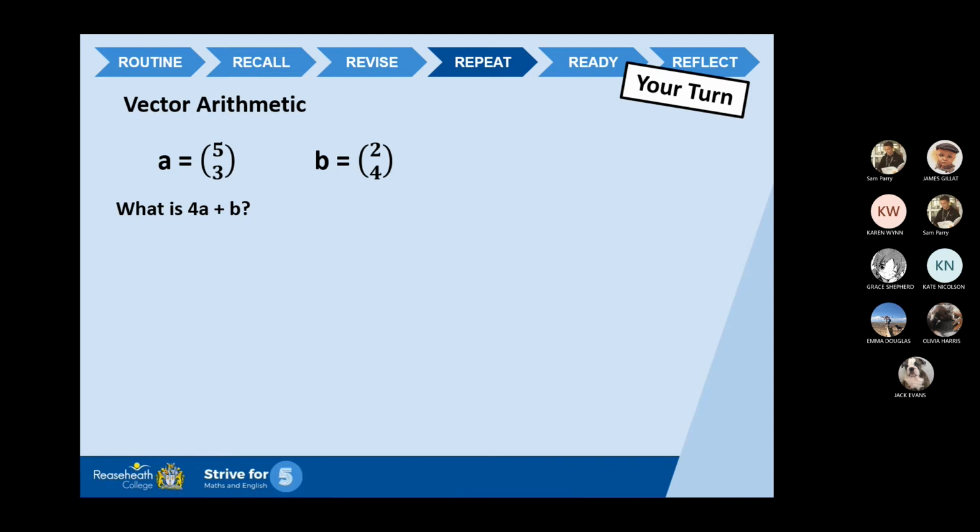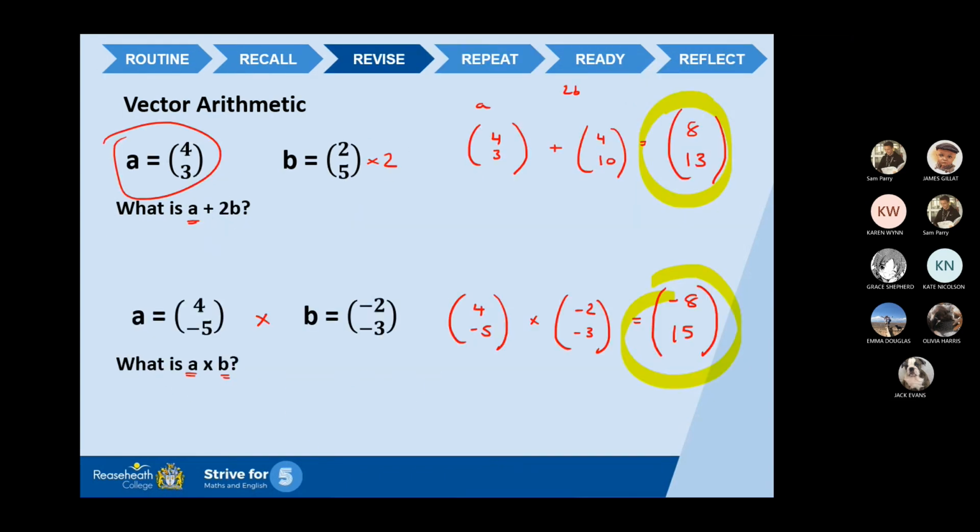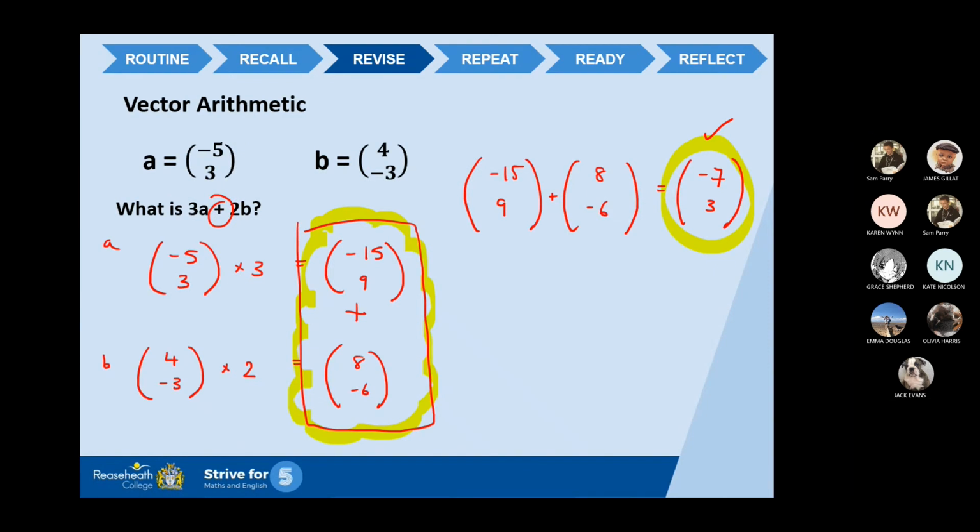Hi, James. So when it says, for example, your first question here, it says 4A, I would times that vector by 4. But now it says 4A plus B. Once I've done the multiplication, then I'd add them. So it depends on the symbol in the question, if that makes sense. Sometimes it might say times. Sometimes it might be saying plus. So just keep your wits about it. Try and look at the question, and if you interpret it as best as you can, I think you'll come out with the right answer.